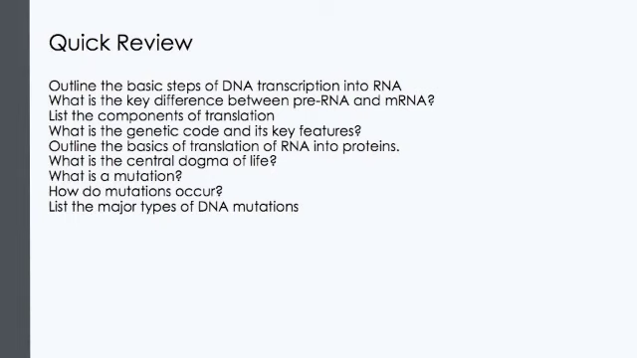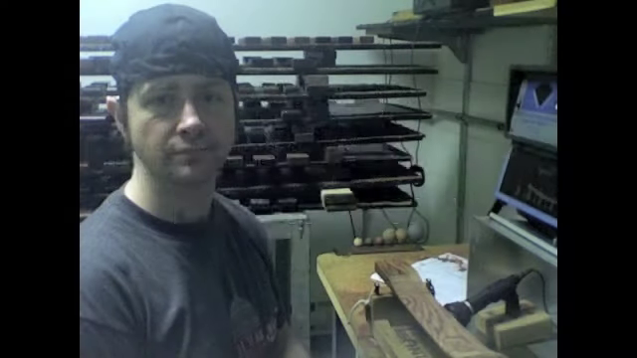So let's do a quick recap of tonight's lecture. You should be able to outline the basic steps of DNA transcription into RNA. You should know what the key difference between pre-RNA and mRNA is. You should be able to list the components of translation. You should know what the genetic code is, and you should know its key features. You should be able to outline the basics of translation of RNA into proteins. You should know the central dogma of molecular biology. You should know what a mutation is. You should know how mutations occur, and you should be able to list the major types of DNA mutations.